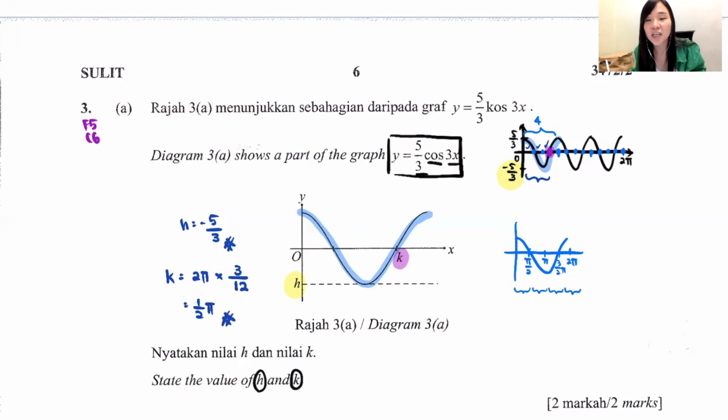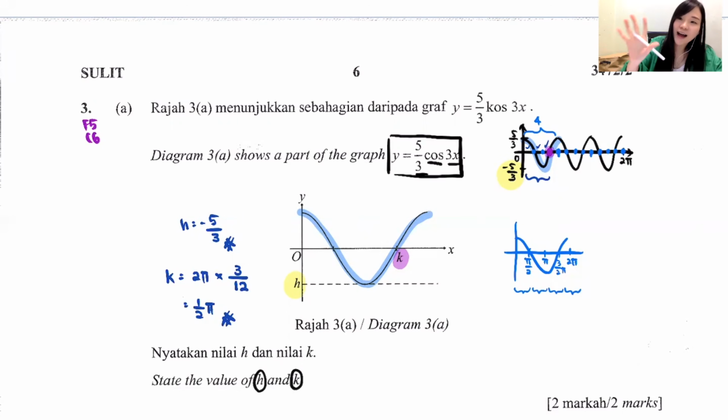Done. Guys, you want to put 1 over 2 pi also can. If you guys want to change it to degree, also can. If you change it to degree, then it will represent 90 degrees. It's the same. Teacher will accept both. So just like that, you guys getting 2 marks. Hopefully you guys all understand with this speed.